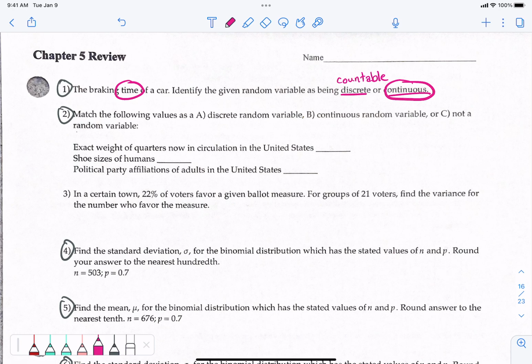Any questions about that? Number 2, match the following values as discrete, continuous, or not a random variable. In order to be discrete or continuous, it has to be a number, right? If it's not a random variable, it is probably a categorical value, so maybe write that down. Not a random variable would be anything that has categories, right?